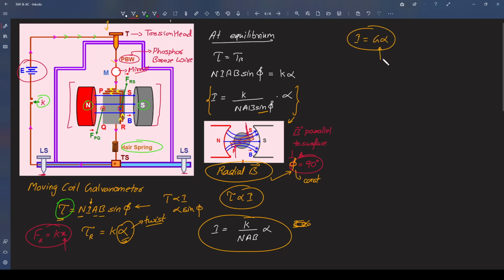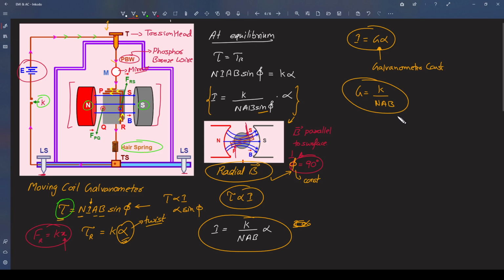What is this G? This G is very important. This is called the galvanometer constant. And what is its value? This G is equal to K divided by NAB. If you see, K is nothing but the spring constant of that hairspring. N is the total number of turns in the coil. A is the area of cross section of the coil. B is the magnetic field.